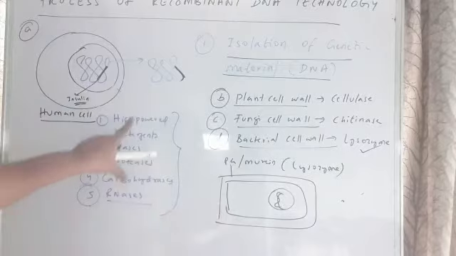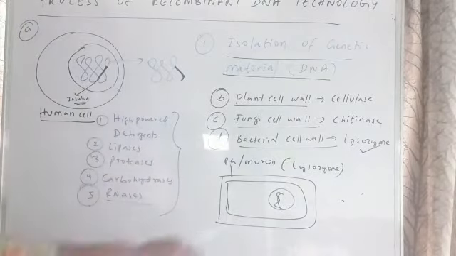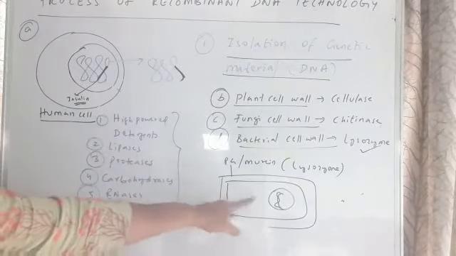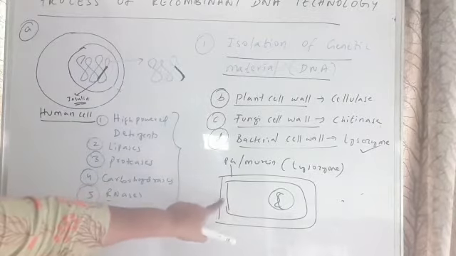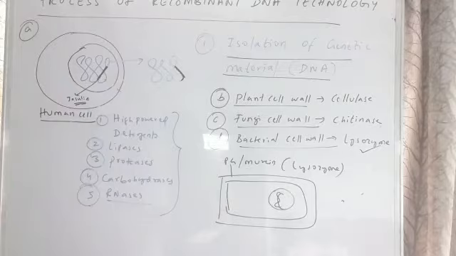And along with the lysozyme, the remaining material is the same. High power detergents, lipases, proteases. But one extra enzyme which we are using to break the bacterial cell wall is lysozyme.